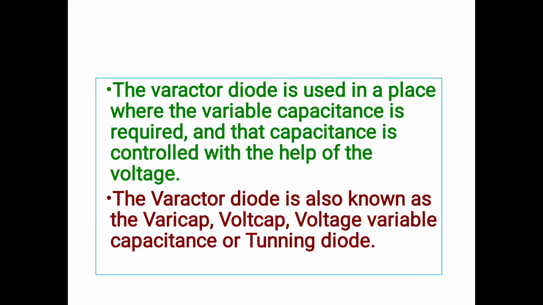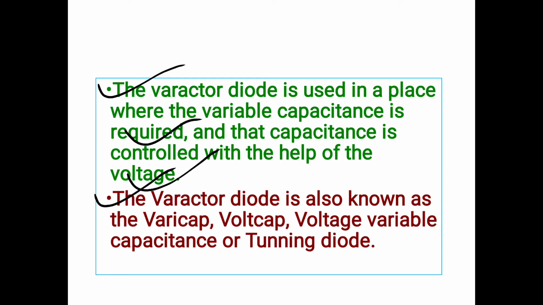The varactor diode is used in a place where the variable capacitance is required and that capacitance is controlled with the help of the voltage. So in such types of place where we require the variable capacitance, we are using the varactor diode. For example, tuning circuit, radio receiver, television receivers, these circuitry are using the varactor diode for receiving the signals where we require the variable capacitance.